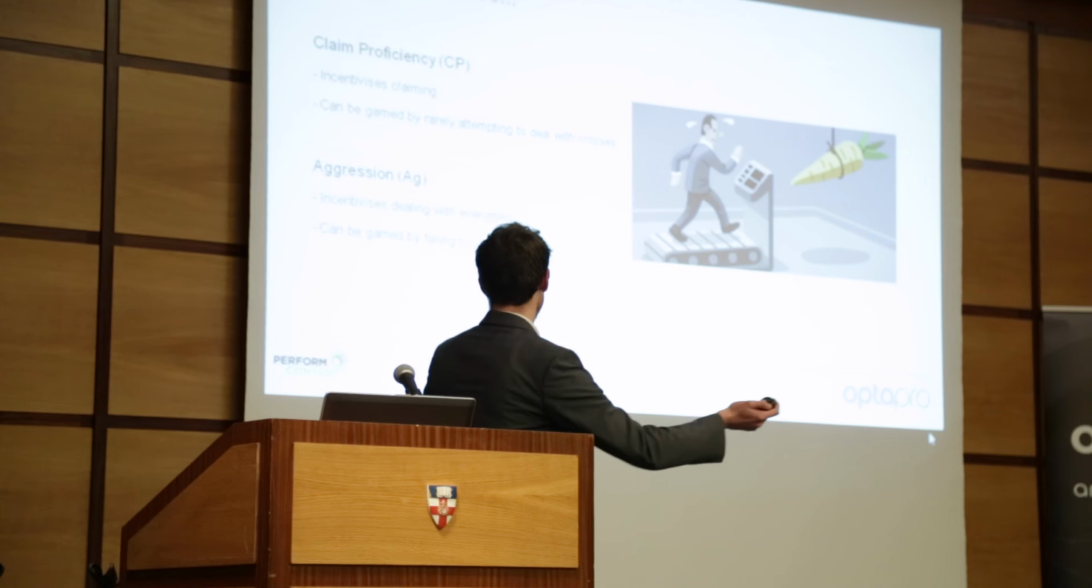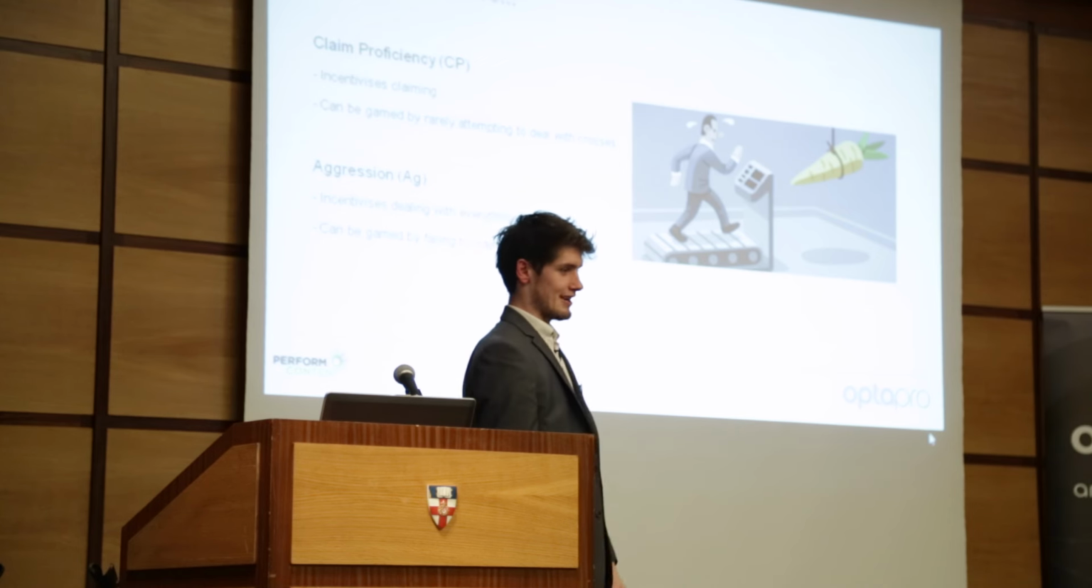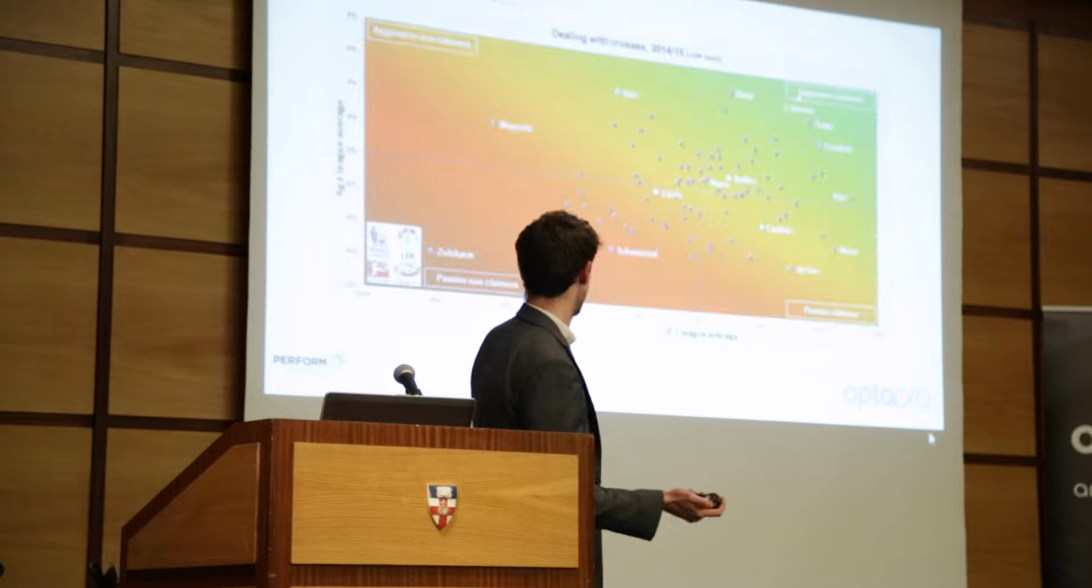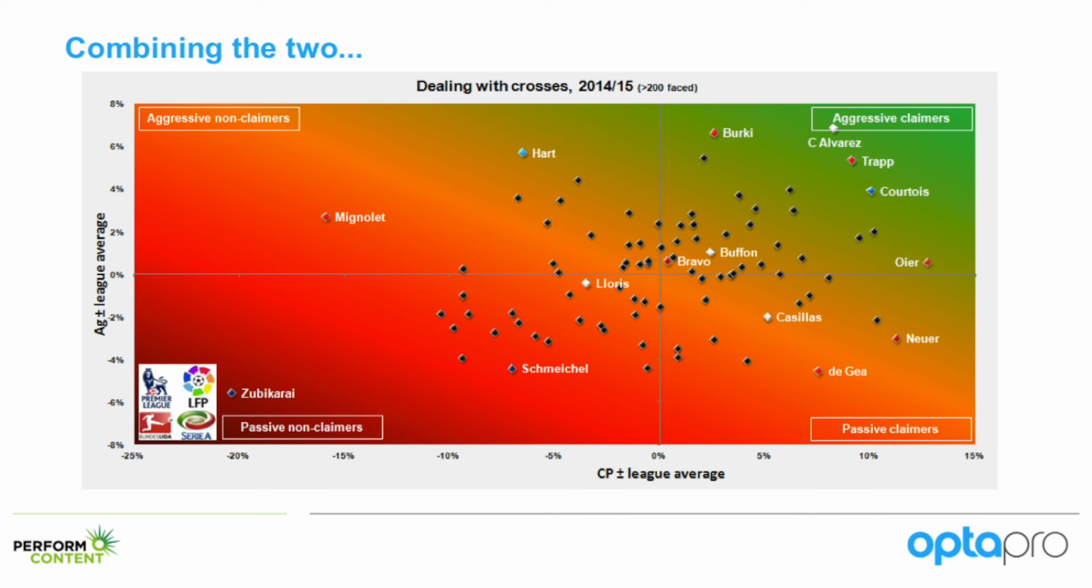So we can plot these two metrics against each other in a scatter plot, which shows, in a traffic light scenario, these are the 88 keepers that faced more than 200 crosses in those top 4 European leagues compared to their league average. And we can begin to see, from the bottom left you've got Paul Zubakai, all the way up to keepers like Kevin Trapp and Thibaut Courtois, who came a lot compared to average, and when they did come, they tended to catch the ball. So we tend to think that these are the keepers you'd want on your team.